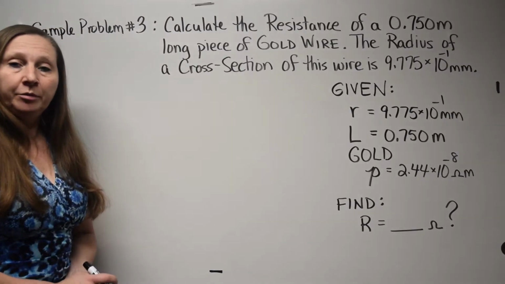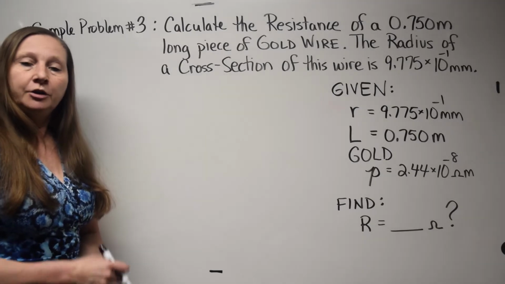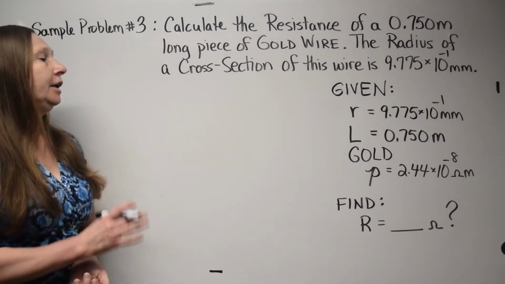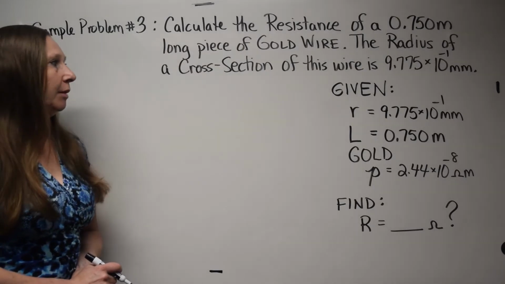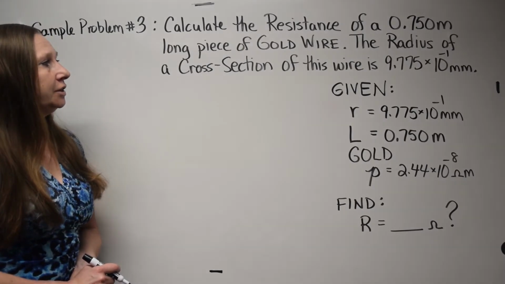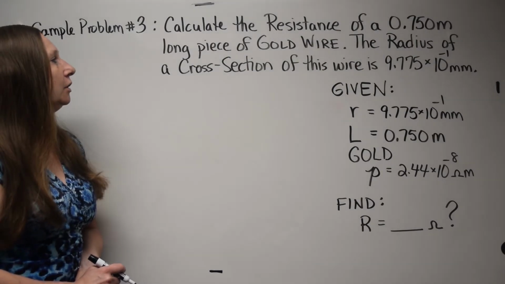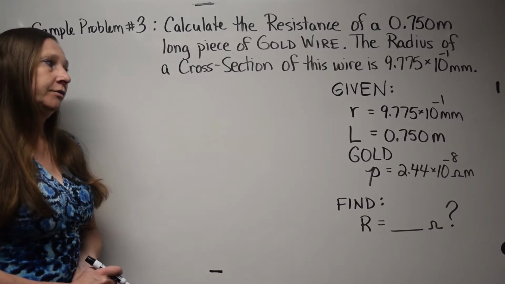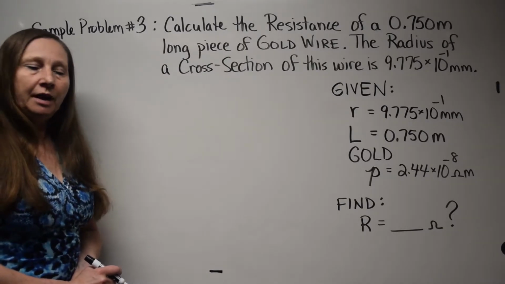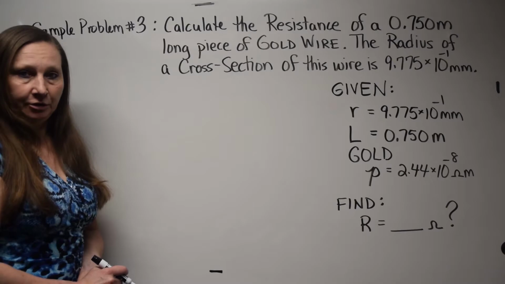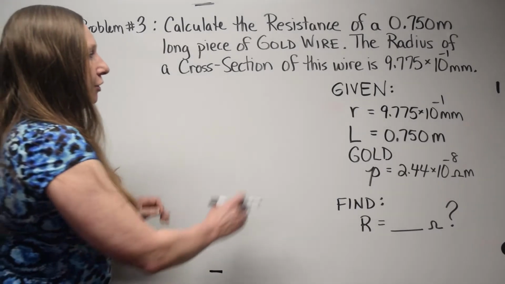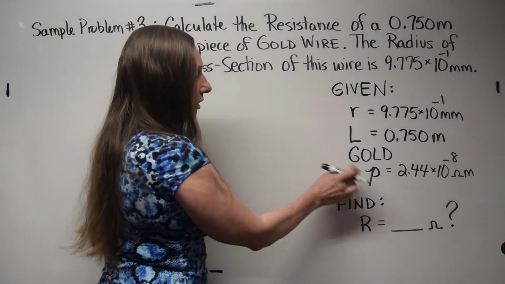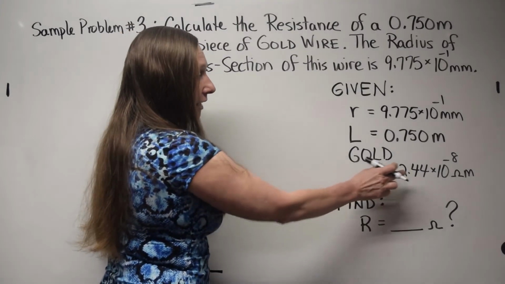Well, I hope you did problem number 2 on your own. You just follow what you did for problem number 1, and number 2 should be no problem. All right, here we are with problem number 3, a different type of problem. Calculate the resistance of a 0.75 meter long piece of gold wire. The radius of a cross-section of this wire is 9.775 times 10 to the negative 1 millimeters. So you've been given the radius, the length, and the fact that this wire is gold. You look up the resistivity of gold, and there you have it.